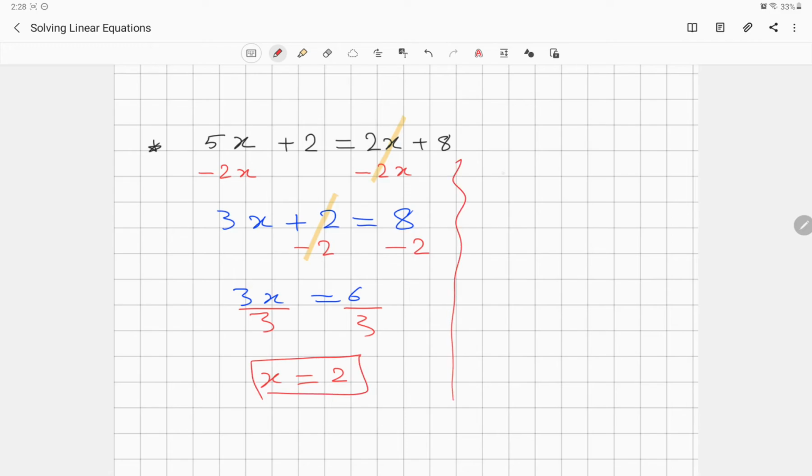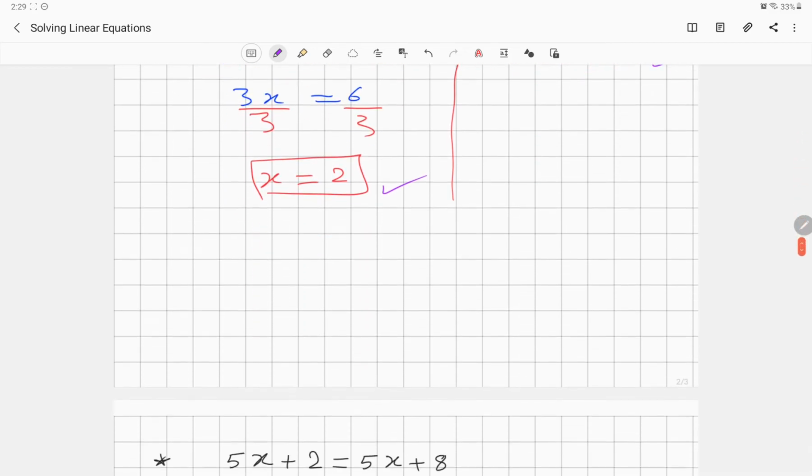Let's check. So this will be 5 times the value of x plus 2, supposed to be equal to 2 times the value of x plus 8. Supposed to be. Since I'm checking, I'm not sure. I'm still checking. So x is 2. The left side will give me 10 plus 2, that's 12. And the right side will give me 4 plus 8, that's also 12. So what I did was correct.